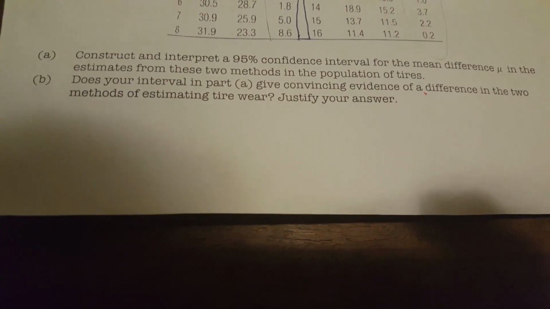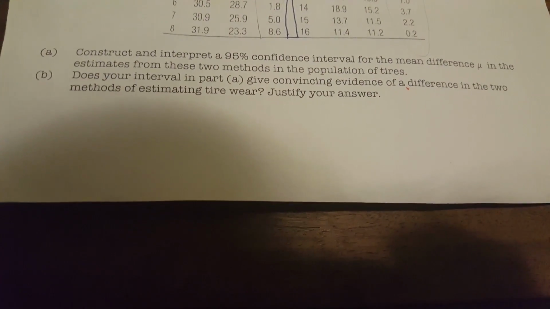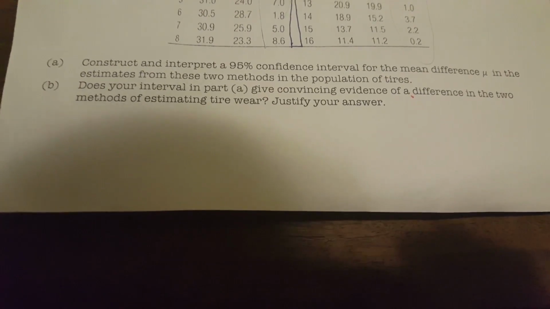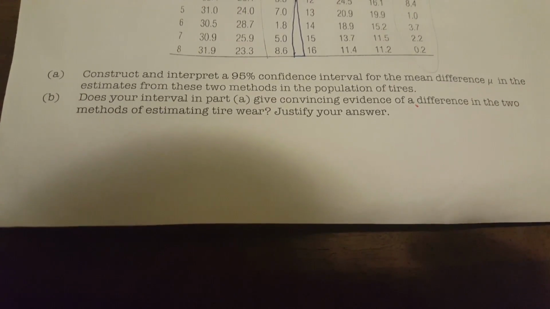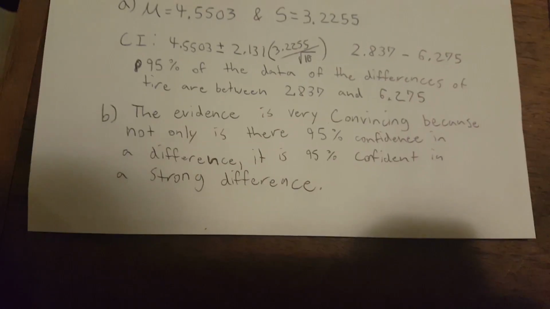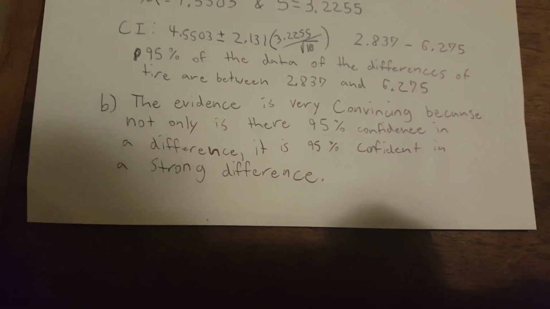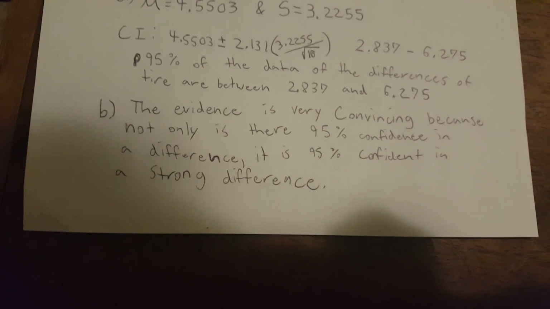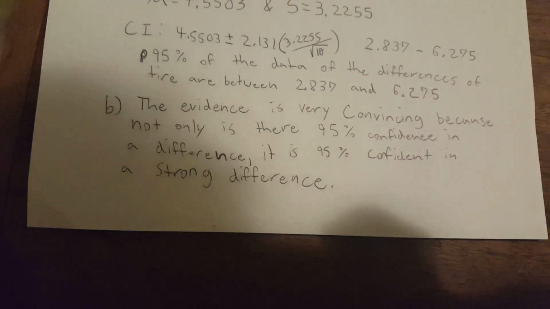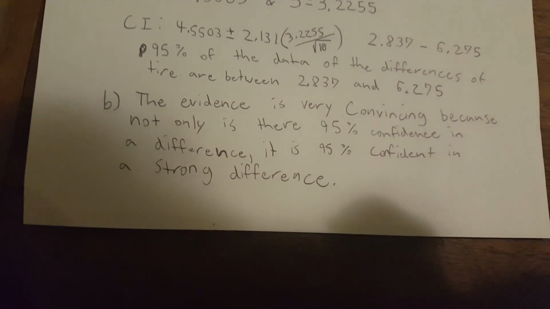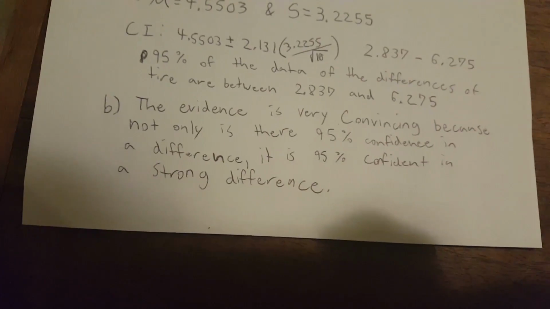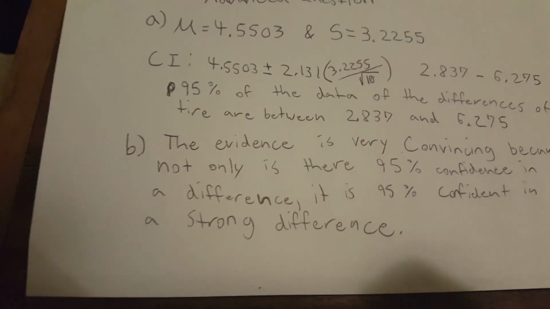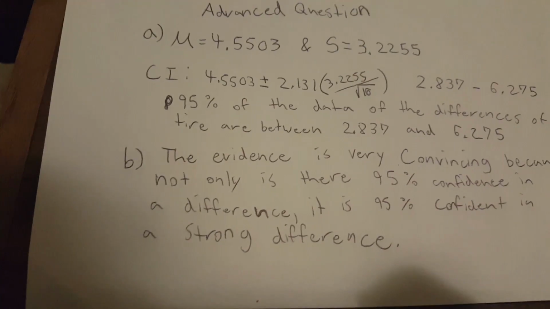Part B asks, does your interval in Part A give convincing evidence of a difference in the two methods of estimating tire wear? Justify your answer. Well, what I say is the evidence is very convincing because not only is there 95% confidence in a difference, it is 95% confident in a strong difference. As in, we aren't just positive that there is a difference that we can see.